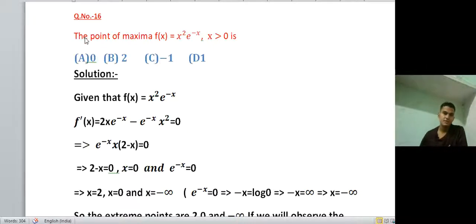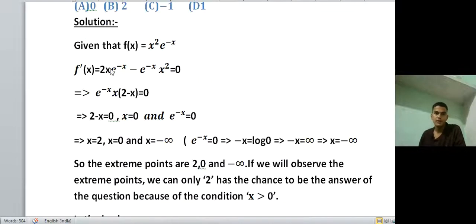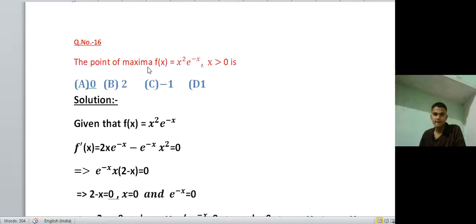This is question number 16. Here we have to find out the point of maxima of this function. And here there is a condition: x is greater than 0. To find out the point of maxima, our first business is to find out the extreme points of this function.